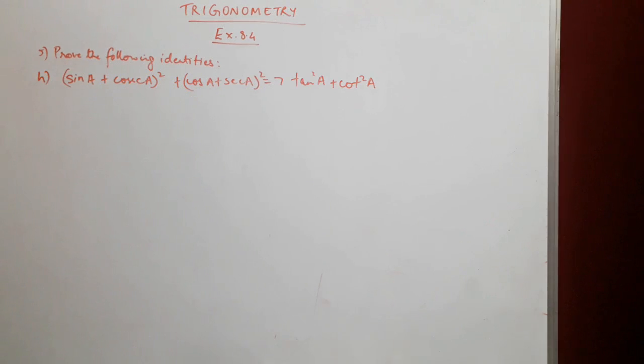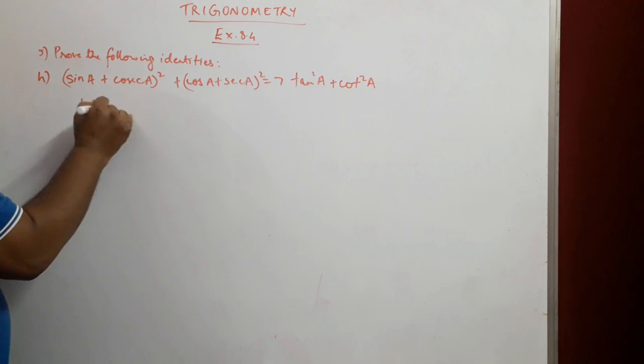Hello students, in this video we will be solving the last three problems of exercise 8.4 under question 5. We need to prove (sin A + cosec A) whole square + (cos A + sec A) whole square equals tan square A + cot square A. Let's begin from the left hand side.